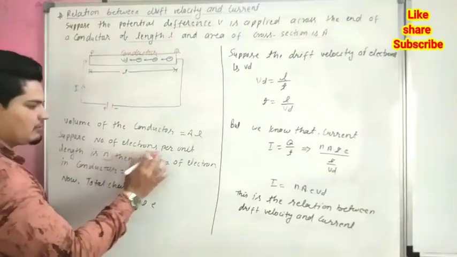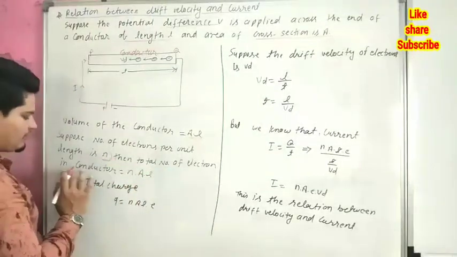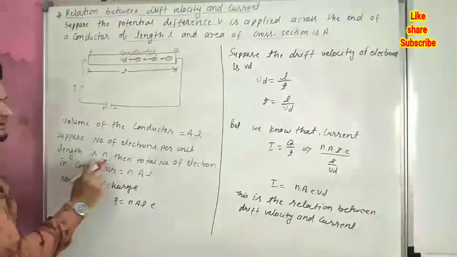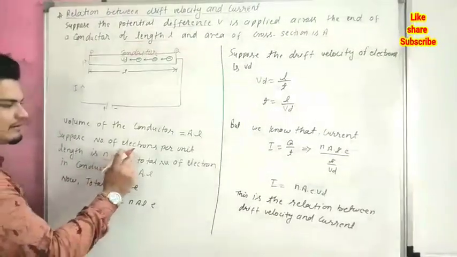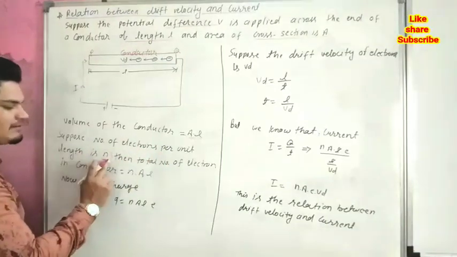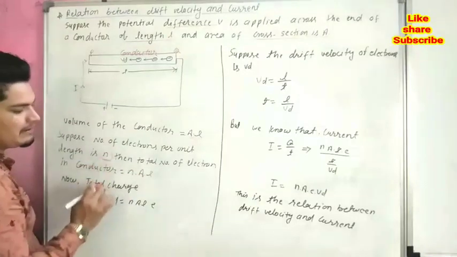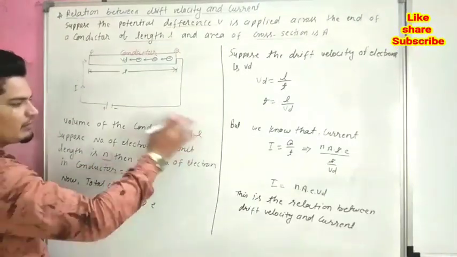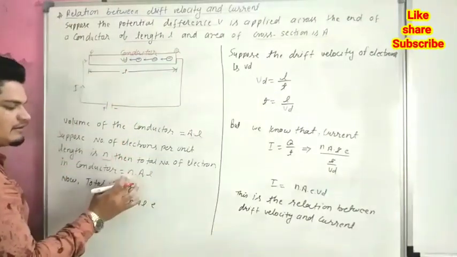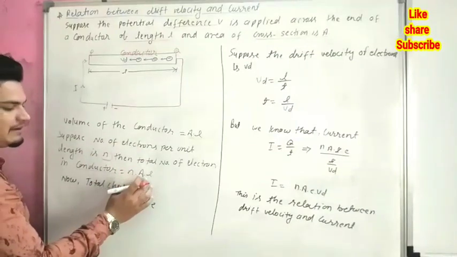Suppose the number of electrons per unit volume is n, then the total number of electrons in the conductor is n into A into L. Here A into L is the volume of the conductor. So this is the total volume of the conductor, and the number of electrons per unit volume is n. So the total number of electrons is n into A into L.